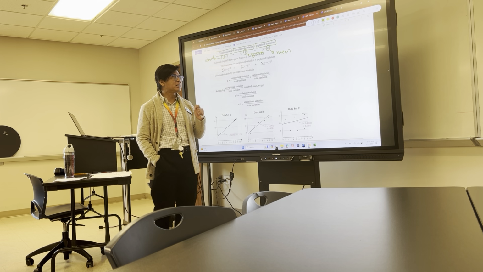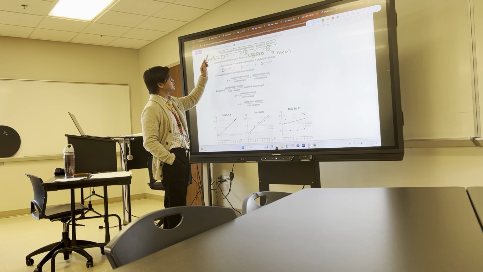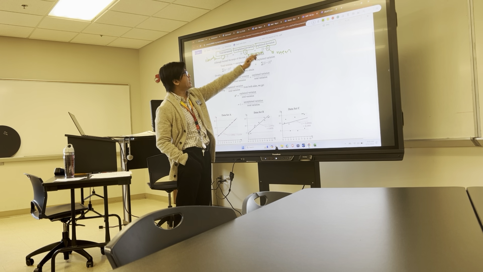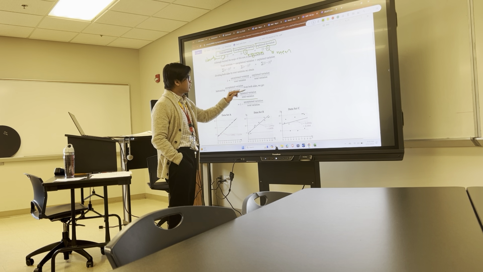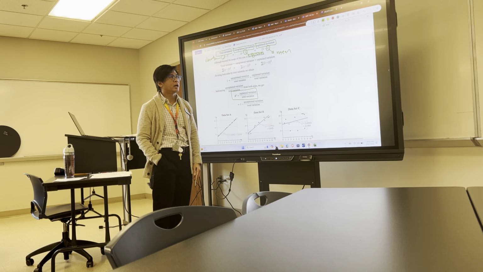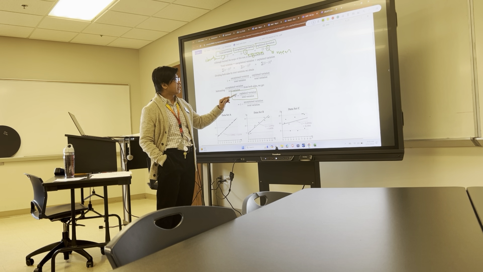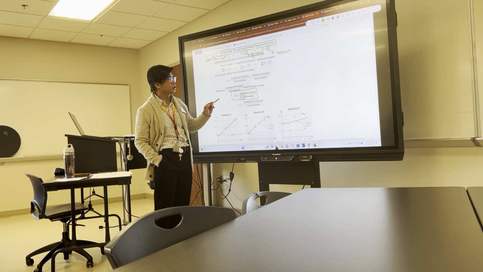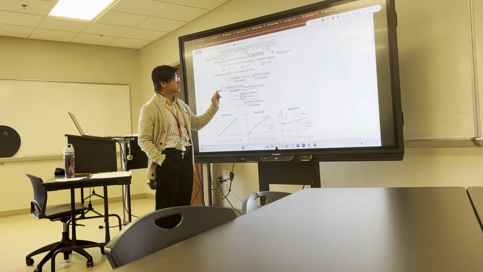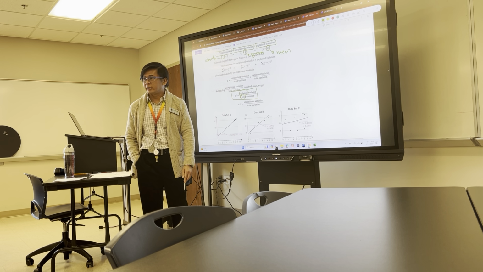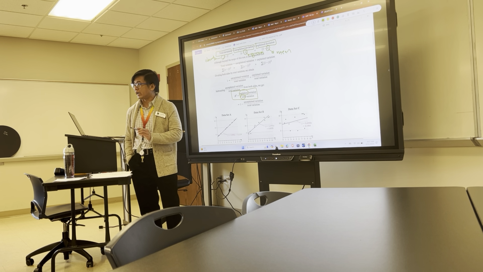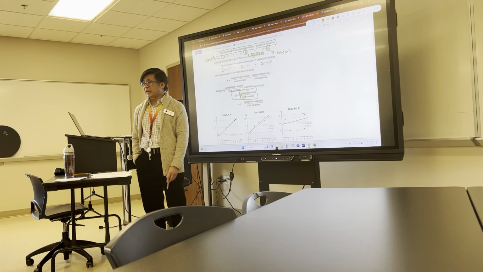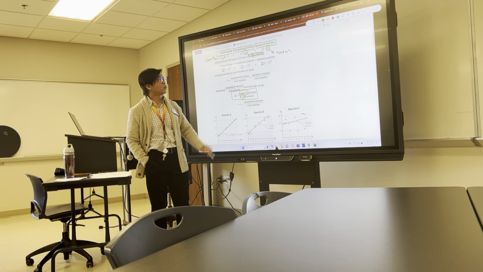Now what is the meaning of R squared? Since the total deviation is equal to the sum of the explained deviation and the unexplained deviation, this is what we call the definition of R squared, or the coefficient of determination. That is the proportion of the total variation of the response variable y that is explained by the regression line. Once again, the proportion of the total variation of y explained by the regression line, which is our y hat.